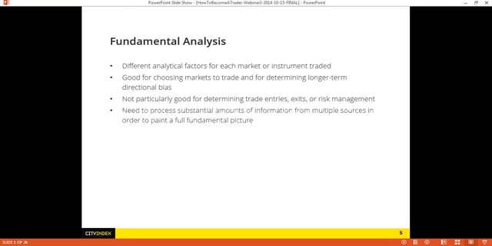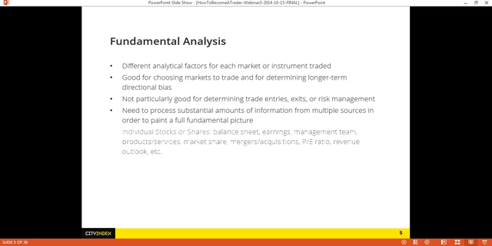So, in order to use fundamental analysis, you need to process a lot of information from many different sources to paint a full fundamental picture. And again, they're all different for each different market. So, for example, we have the individual stocks and shares. I talked about this briefly on the first webinar.